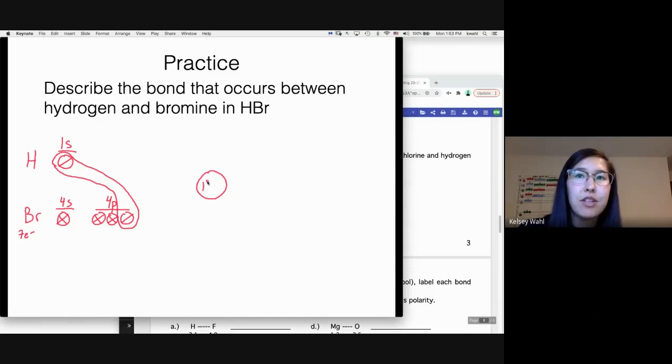So this would be hydrogen. And then we're going to draw bromine's 4p orbital that has this electron. The p orbitals have that funny dumbbell shape. It kind of looks like an infinity symbol. So we're going to draw that overlapping with the s orbital. You want to have them overlap. That's showing that they're sharing electrons there. So this is bromine.